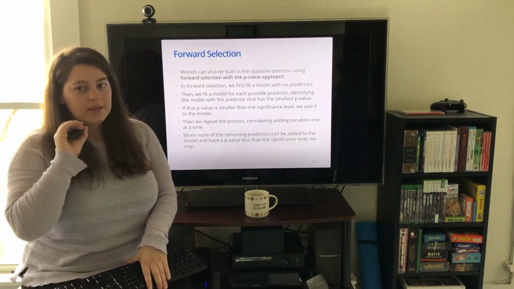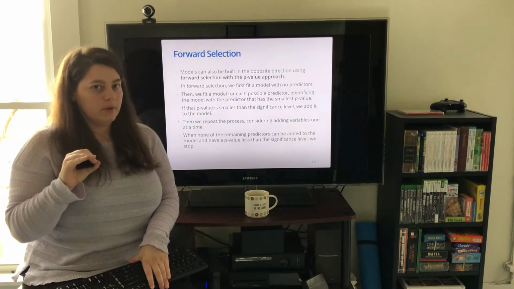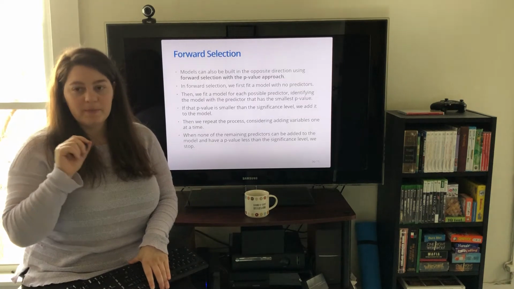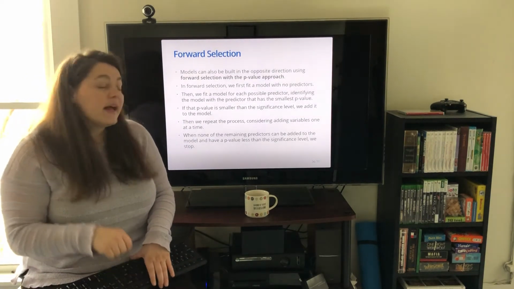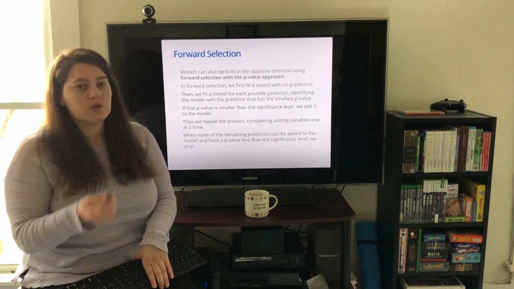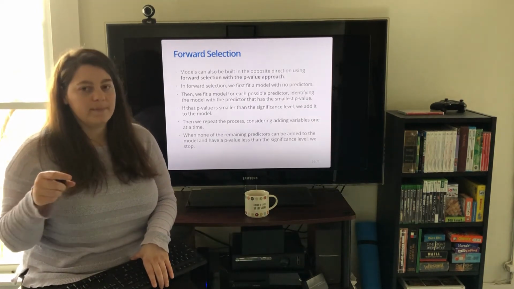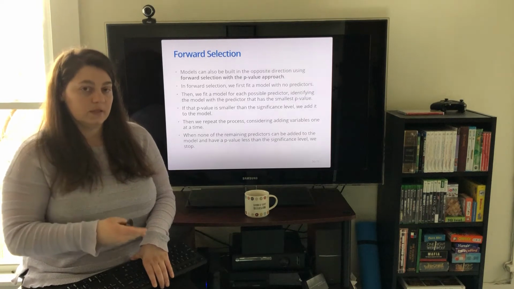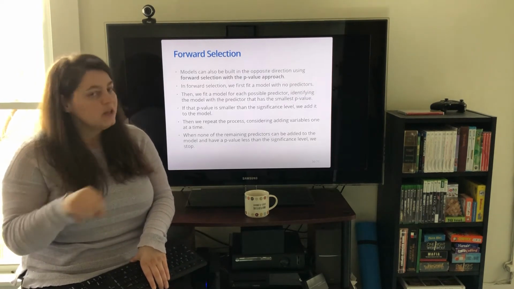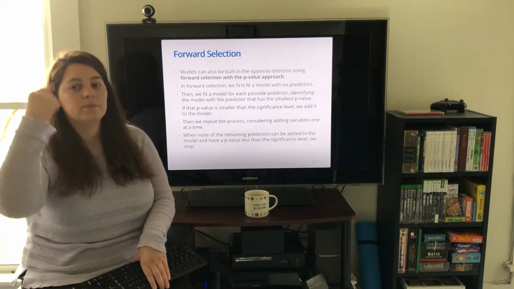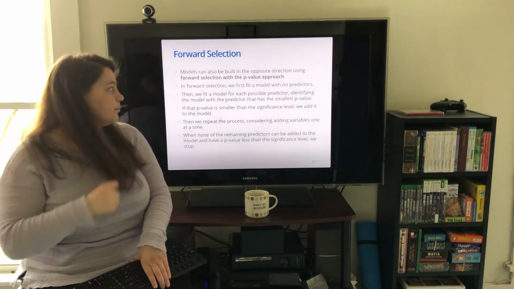All right. Given that there's a strategy named backward elimination, it also makes sense that there might be a forward-looking strategy as well. That strategy is called forward selection. So we started with a big model and we went backwards until we had a small model. In forward selection, we're going to start with a small model and then we're going to build our way up to a bigger model.